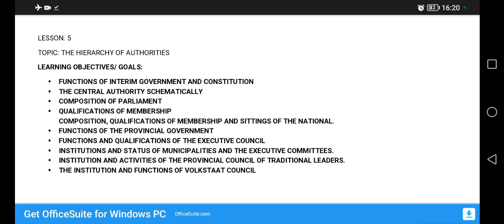So the learning objectives are: we must know the function of government and the constitution, the central authority schematically, the composition of parliament, qualification of membership and seating of the National Assembly, functions of the provincial government, functions and qualifications of the executive council, institutions and status of municipalities and the executive committees, the institution and activities of the Provincial Council of Traditional Leaders, and the institution and functions of the Volksstadt Council.